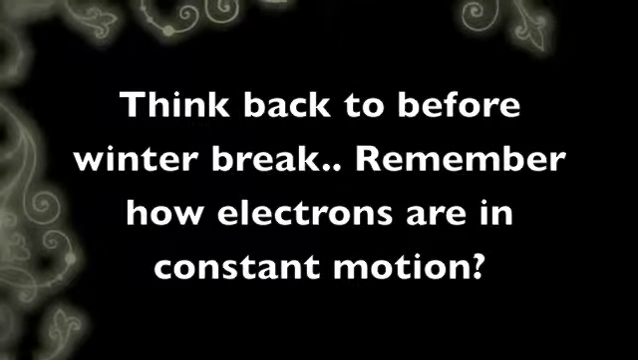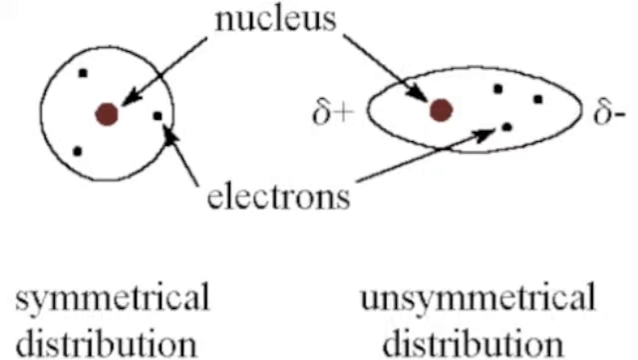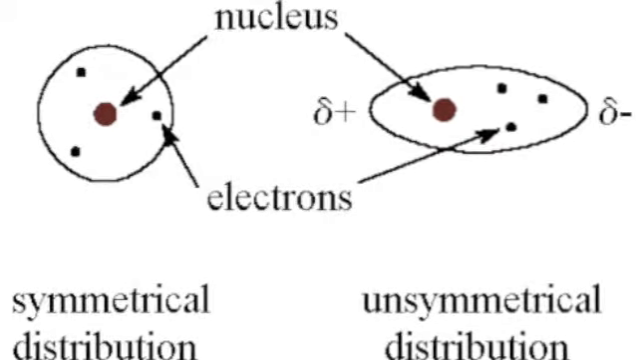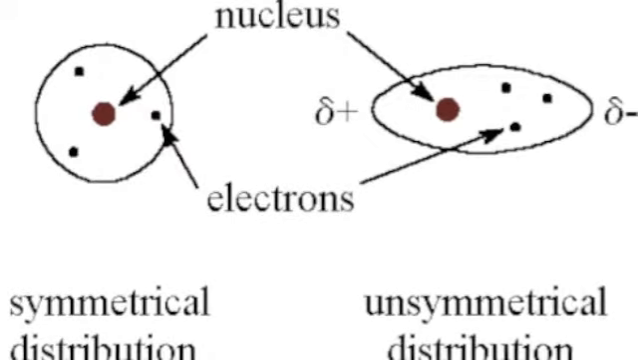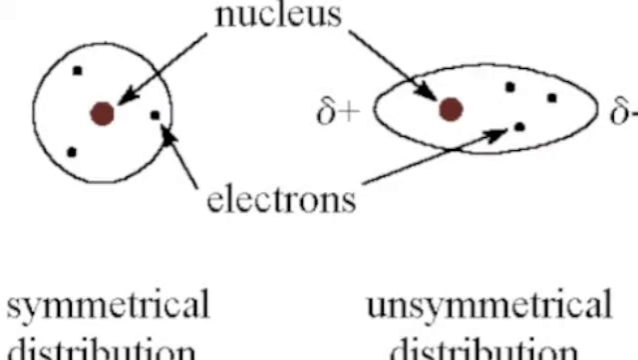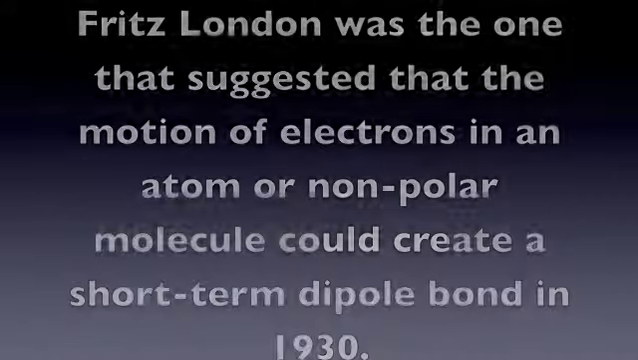Think back to before winter break. Remember how electrons are in constant motion? As seen in the picture, the London dispersion force is created by unequal distributions of electrons that create slightly negative and slightly positive charges on each side of the atom, which then attracts them to other adjacent atoms that have that opposite slight charge. Fritz London was the one that suggested that the motion of electrons in an atom or nonpolar molecule could create a short-term dipole bond in 1930.